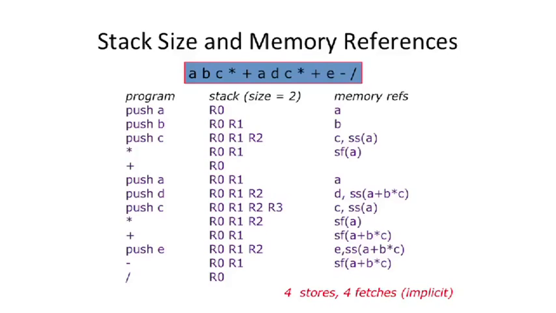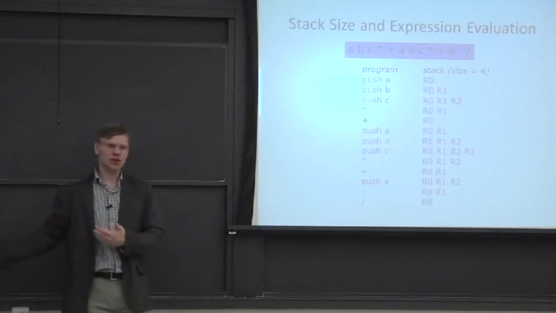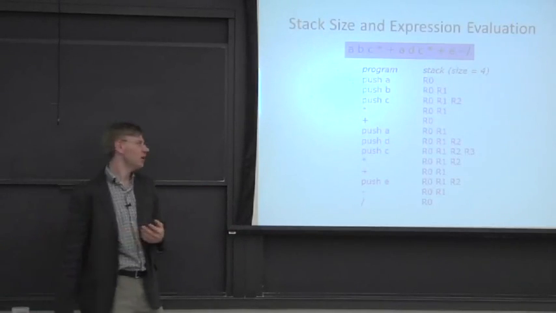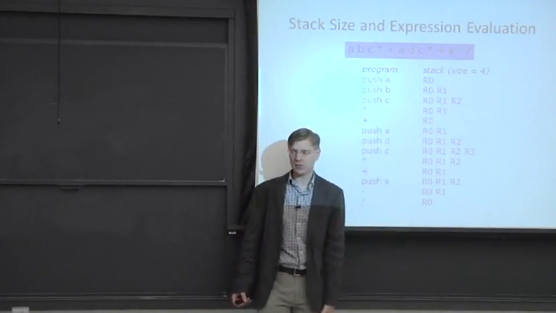Well, let's say we have a machine which has a stack size of 4. Well, if the stack size is 4, at the worst case here, we only ever have to fit 4 things on our stack. So we never have to spill our stack out to main memory. Pushes and pops still have to access memory, but that's what they're trying to do. They're actually trying to access memory.